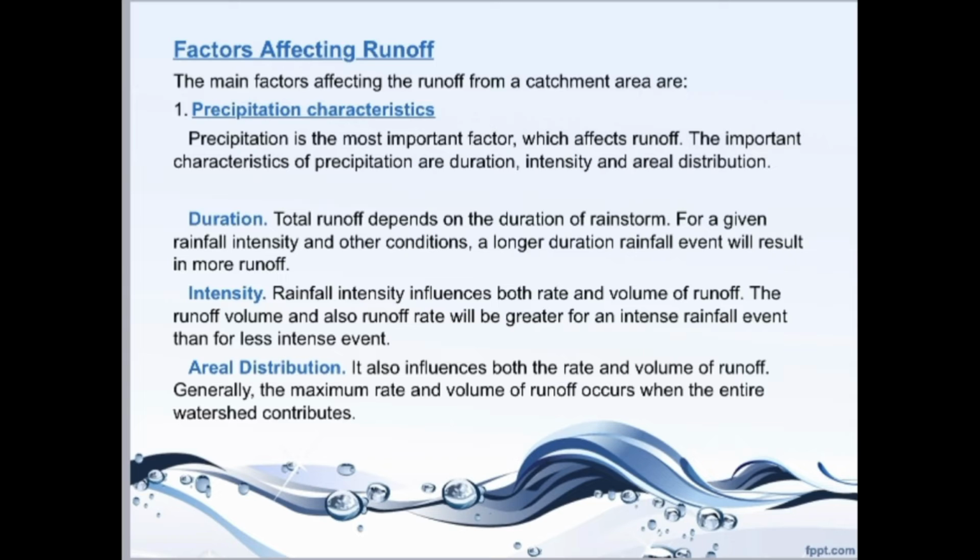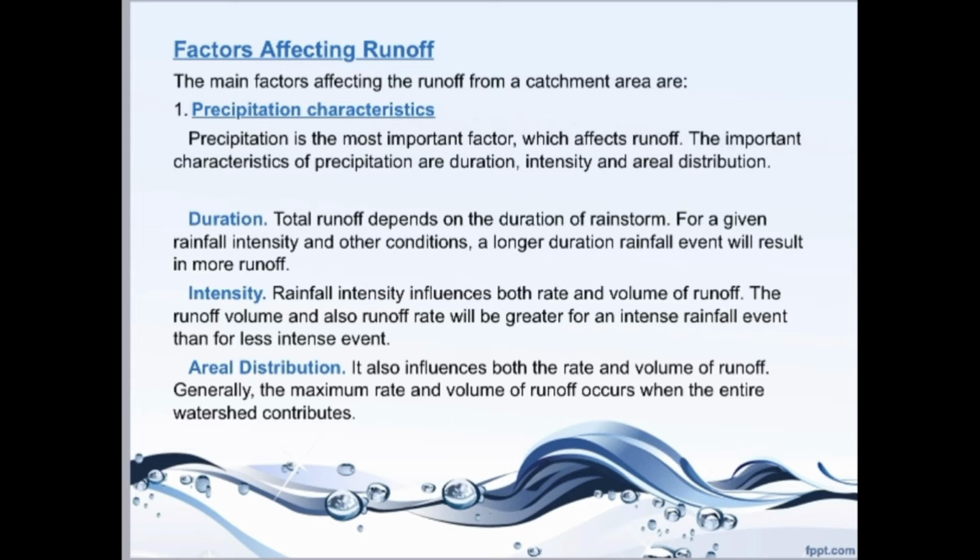The important characteristics of precipitation are duration, intensity, and areal distribution. Next, duration. Total runoff depends on the duration of the rainstorm. For a given rainfall intensity and other conditions, a longer duration rainfall event will result in more runoff.